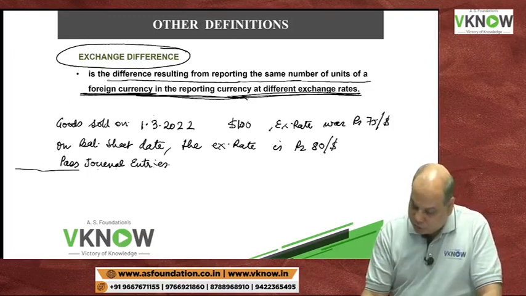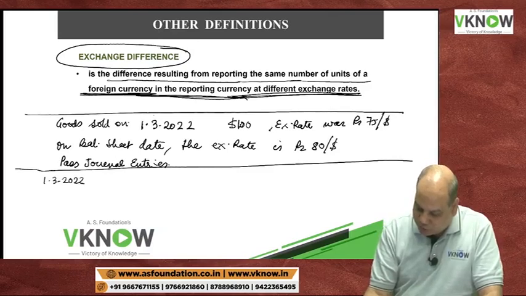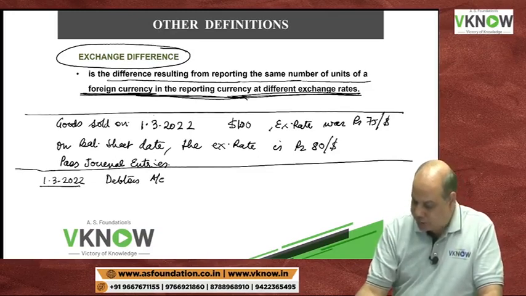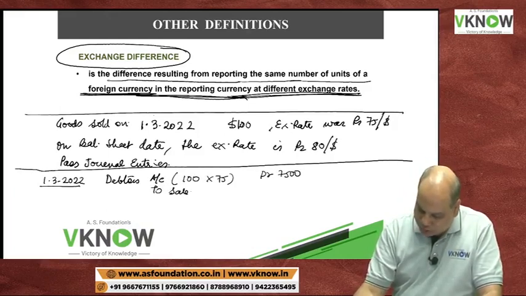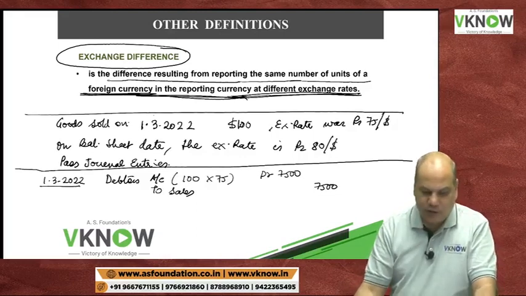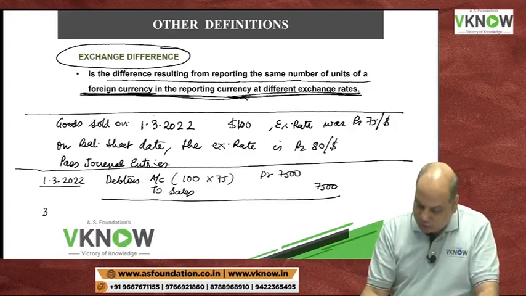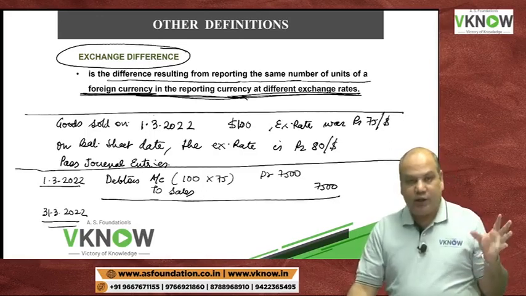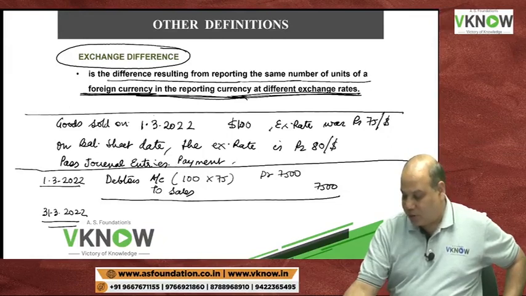Understand. You are a good student. We have to understand the basics first. On 1st March 2022, when the goods are sold, the entry will be: debtor's account debit 100 into 75, 7500, to sales 7500. Then I will go to 31st March 2022. Now the problem is the debtor has not yet made the payment. Payment is still outstanding.